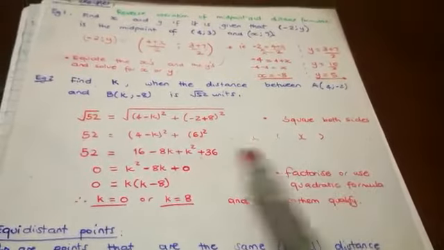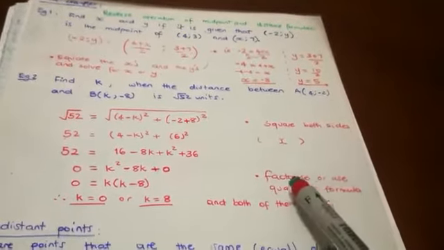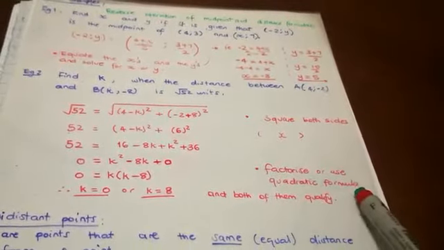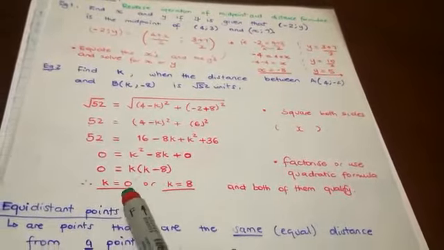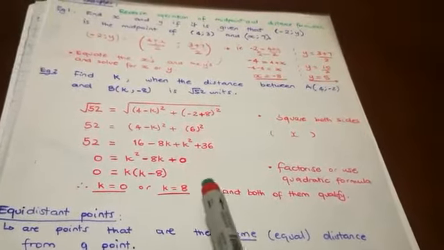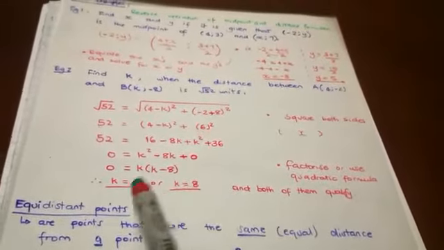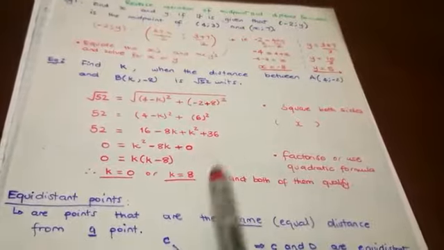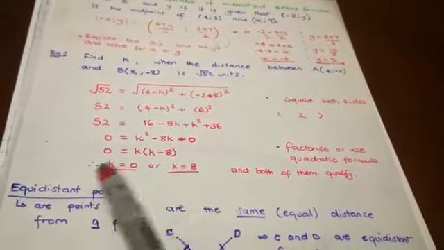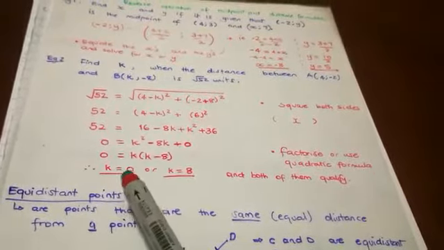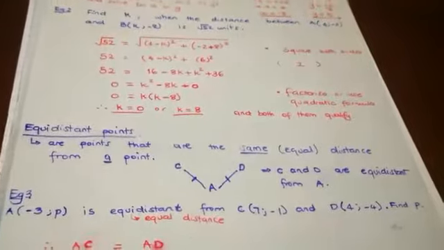So you factorize. Sometimes you will be left with a quadratic trinomial. That's why I said you factorize or just use the quadratic formula. In this case, k equals 0 or k equals 8, and both of them qualify. Even if one of them was negative, both of them would still qualify. Please be careful there. Even if both of them were negative, they would both qualify. None of them is not applicable. All of them qualify.